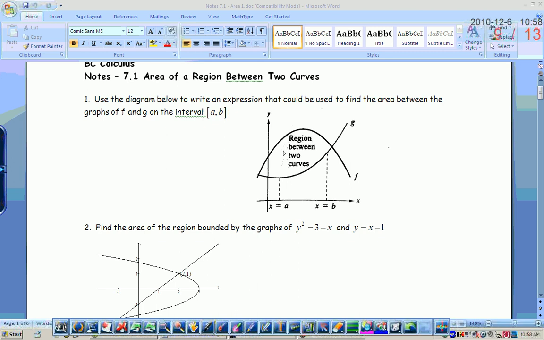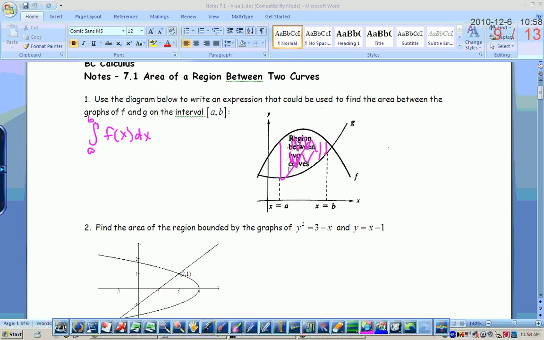So basically what I'm trying to do is find the area of that region right there. Okay, so someone back there in the back is already telling me how to do it. What do I need to do? Okay, so I need to take the integral of f from a to b.